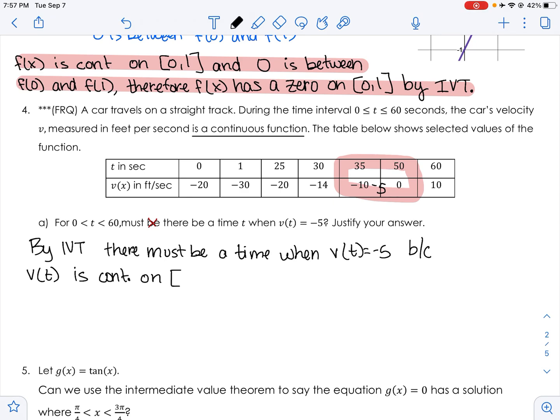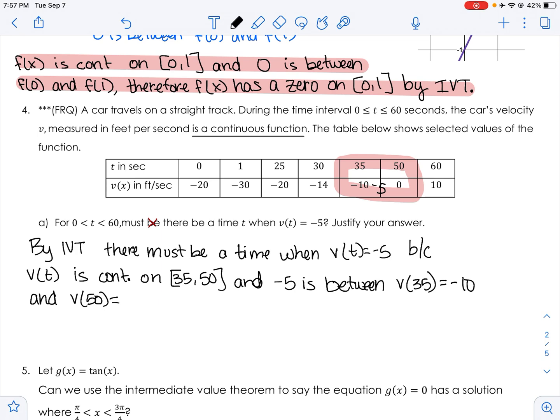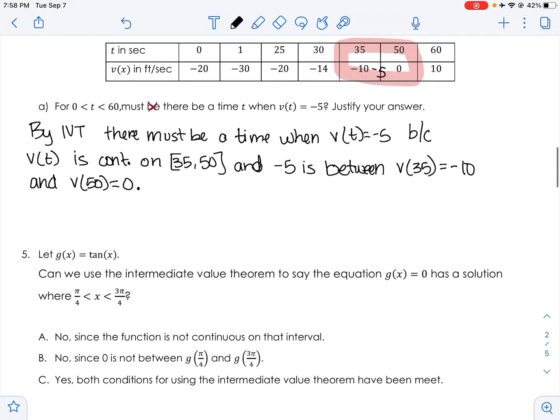on the interval of 35 to 50, and negative 5 is between v of 35, which equals negative 10, and v of 50, which equals 0. Okay, so there's our explanation of why this works.